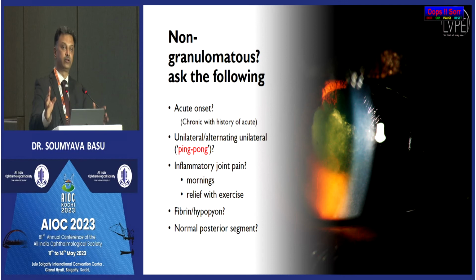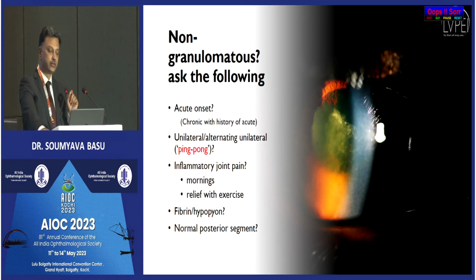Now I'm coming to the last, and I've saved it for the last because this is probably the most common cause of anterior uveitis you will see in your practice. These are the patients who will have an acute onset of uveitis. The disease will typically be unilateral or alternatingly unilateral. Professor Zerut used to call it a ping pong kind of presentation.